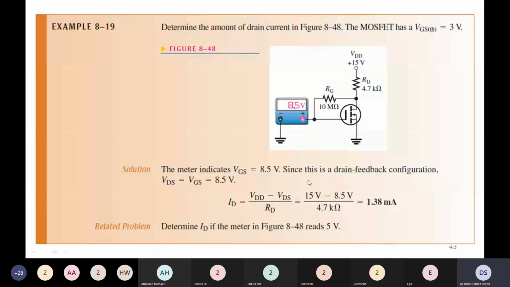The MOSFET has a threshold VGS equal to 3 volt. Now, this is the property of the MOSFET. It might not be the actual condition. It is information provided by the manufacturer that the threshold voltage is 3 volt. Determine the amount of drain current in figure 8.48.